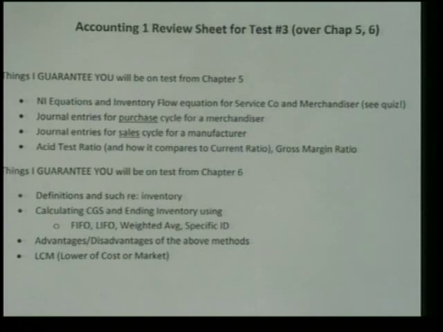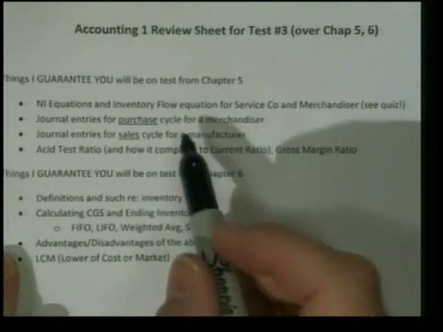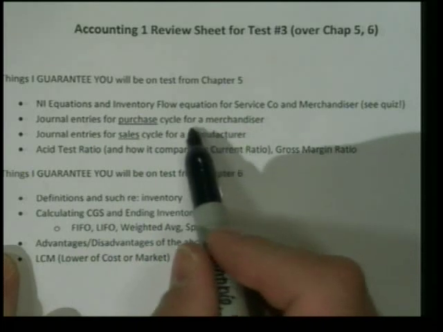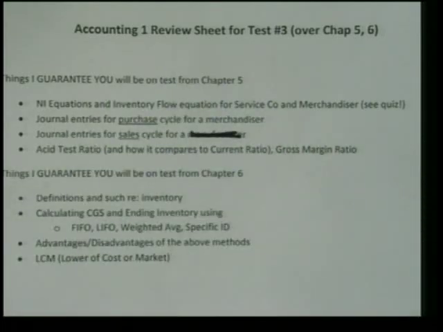Okay? I guarantee you're going to have to do journal entries for both the purchaser and for the sales. Or let me say that again a different way. For a merchandiser, I think I have a mistake here. Sorry about that. You need to know the journal entries for the purchase cycle and the journal entries for the sales cycle. I think that should be merchandiser as well, although it's the same either way. Okay? But suffice it to say, you need to be able to do the journal entries for the purchase cycle and for the sales cycle.